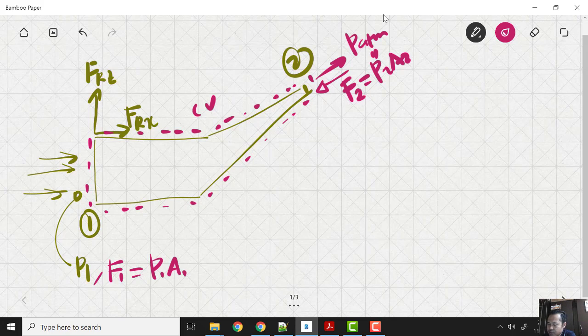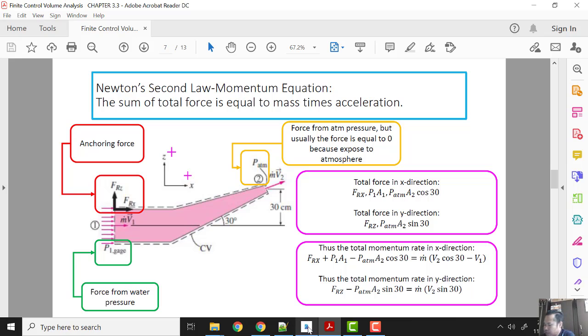So we have here F1, from P1, applied to the control volume, CV here, and we have the force from P atm applied to the control volume as well. Okay, to solve this kind of problem, you need to list the total force in the X direction, and list the total force in the Y direction.